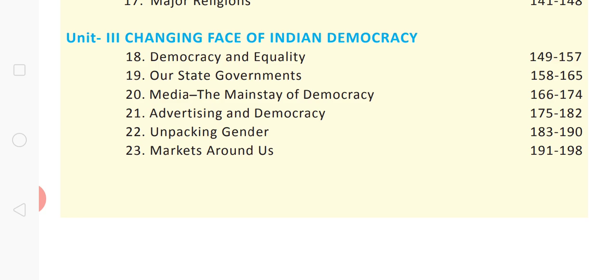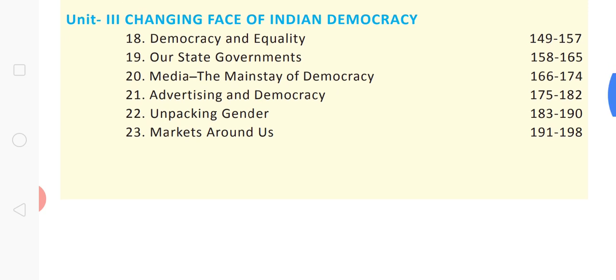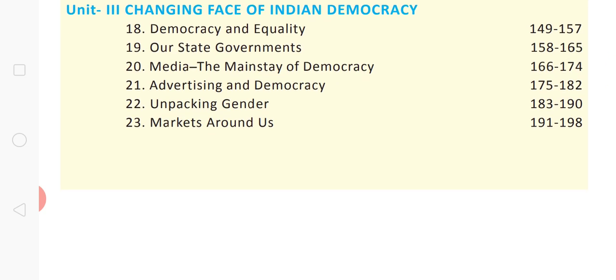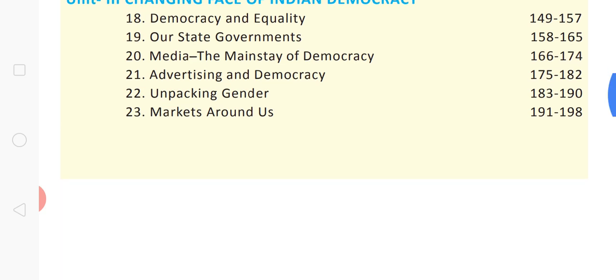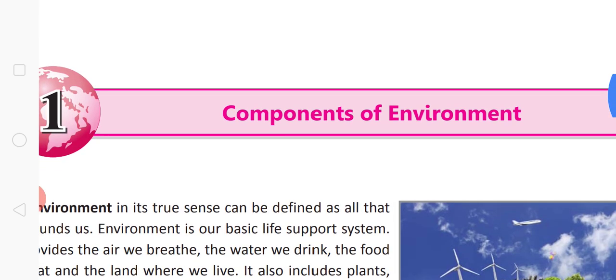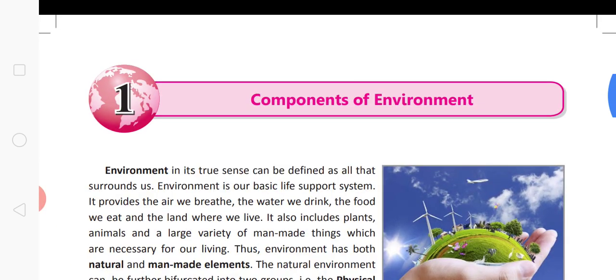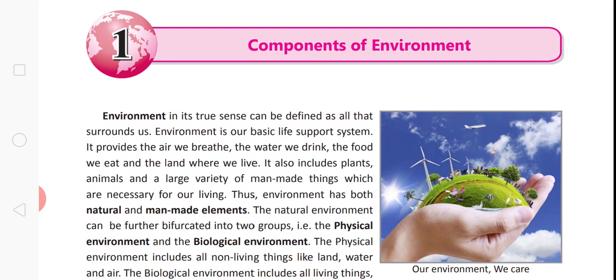Under it, you are having a total of 6 chapters. First is democracy and equality, our state governments, media, the mainstay of democracy, advertising and democracy, then unpacking gender and markets around us. Means for the whole year you are having a total of 23 chapters. Now today we are going to start with the first chapter of geography. So here the first chapter is the components of environment.